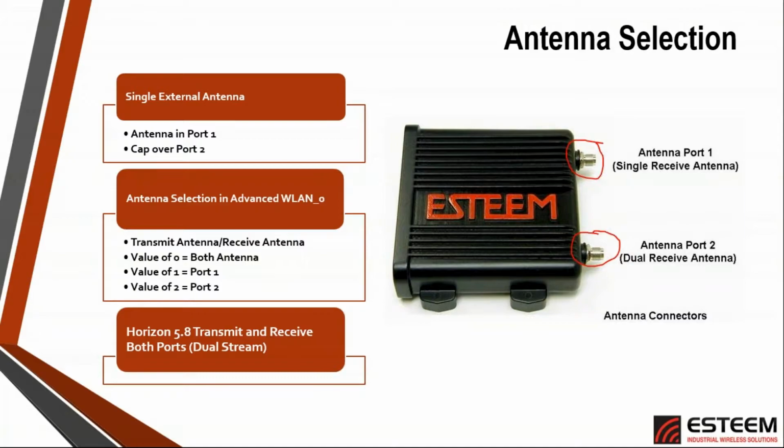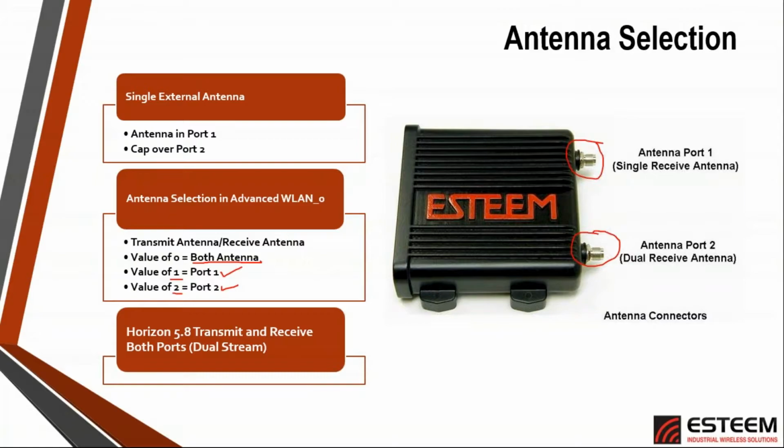So to be able to get in and adjust it for the application, we would do that through the advanced configuration. The numbers that show up here correlate to the individual port. So for example, if you had a value of the receive antenna port number 1, you'd set it to a value of 1. If you only wanted it to receive out of port number 2, you'd set it to 2. If you wanted to receive out of both antennas, you set it to a value of 0. 0 will actually select both of them.